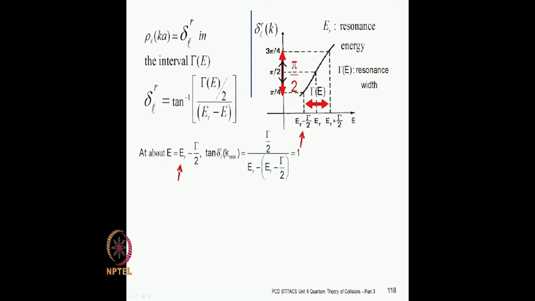Okay. So, the value of the tangent of the phase shift becomes plus 1 at ER minus gamma by 2, and these are somewhat significant points.